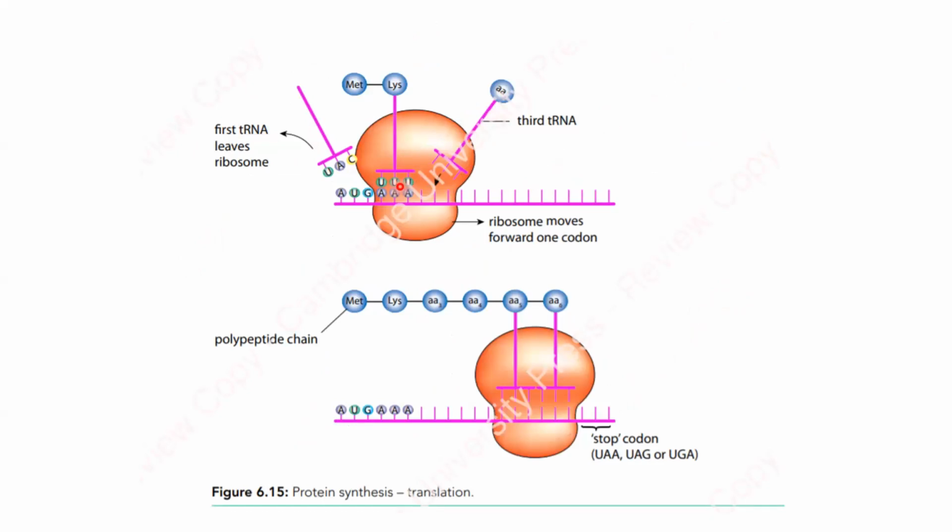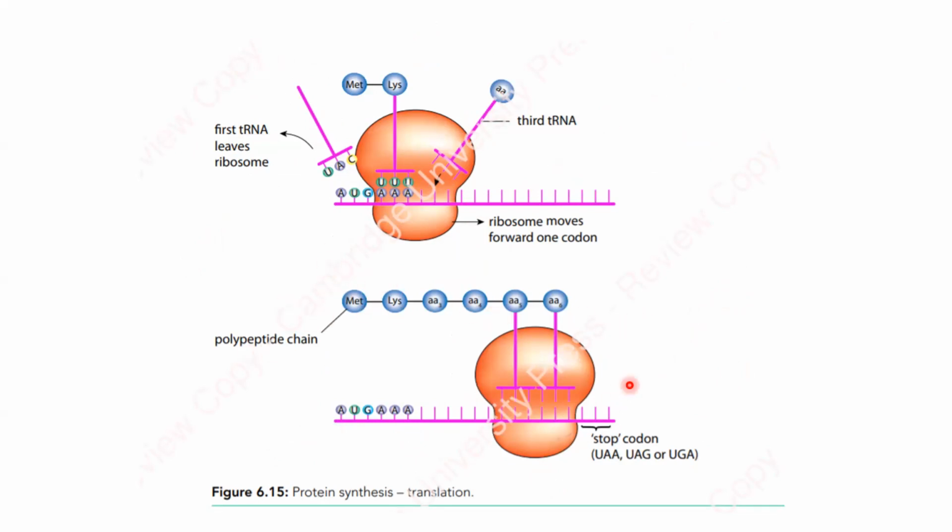Look at this one here. So it's moving ahead and a new one is coming in. This one has moved 3 blocks ahead, right? And the old one is exiting. Look at the ribosome. It has moved ahead. It's moving ahead 3 blocks at a time. And the first one is always methionine.